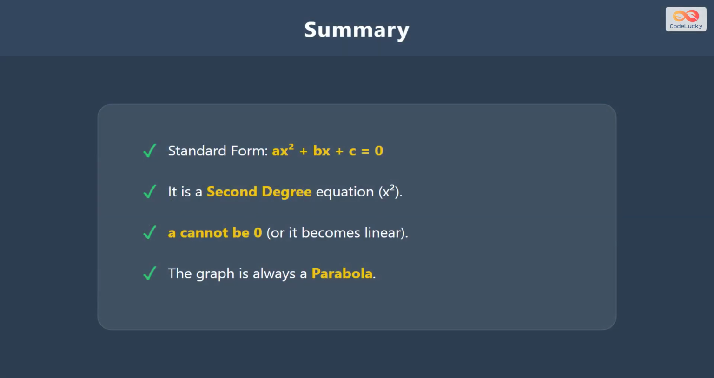Let's summarize what we learned. The standard form is ax² + bx + c = 0. It is always a second-degree equation. The number a can never be 0, and visually, it represents a curve called a parabola.